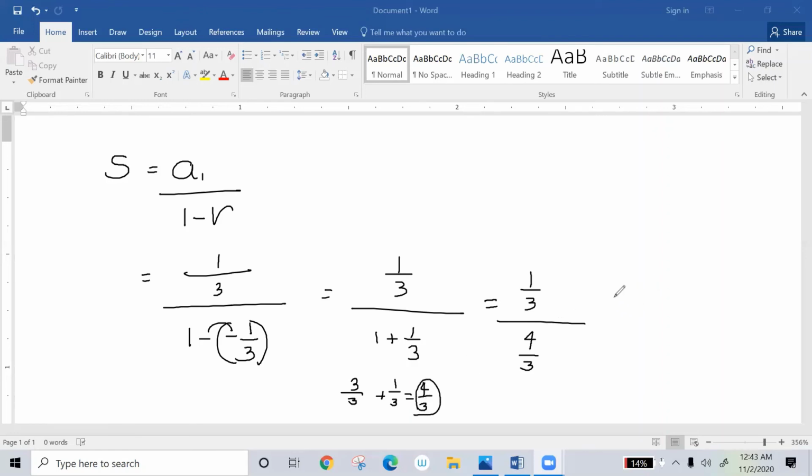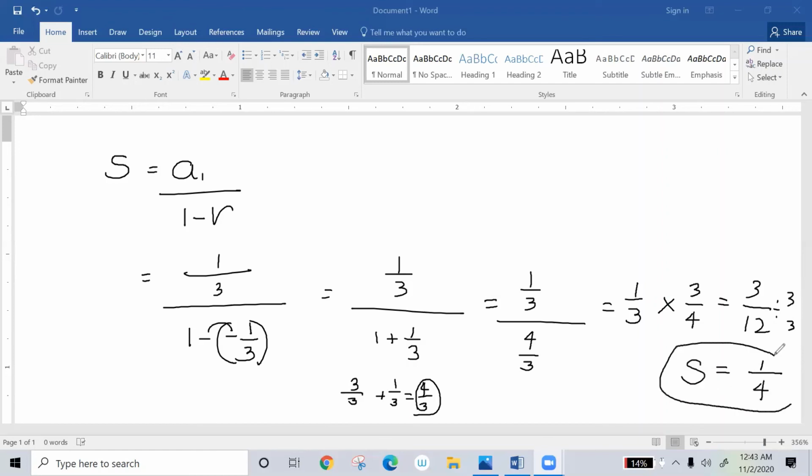Okay, next. 1 over 3, proceed to multiplication and get the reciprocal of 4 over 3, and that is 3 over 4. Now 1 times 3 is 3, 3 times 4 is 12. Divide both numerator and denominator by what? By 3 to simplify. 3 divided by 3 is 1 and 12 divided by 3 is 4. So our sum is equal to 1 over 4.